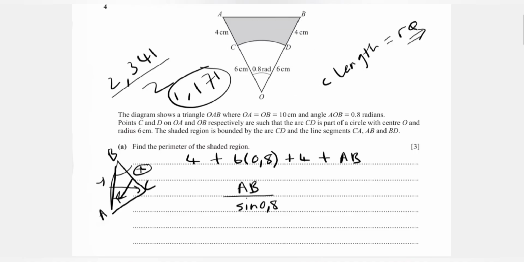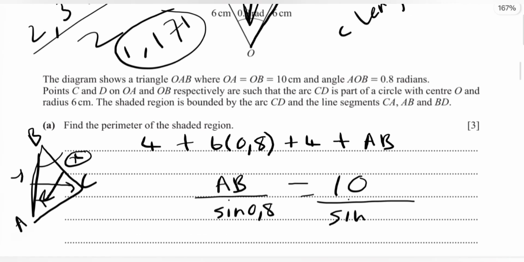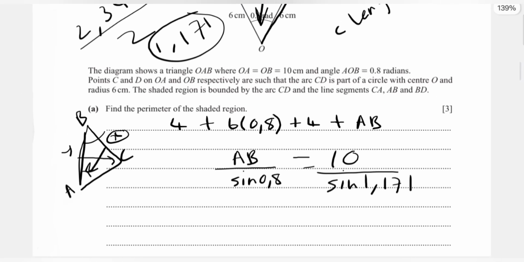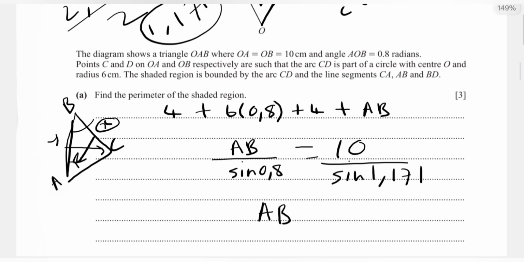So saying AB over sine 0.8 should be equal to 10 over sine 1.171, right? Now multiplying both sides by sine 0.8, we get our AB to be 10 over sine 1.171 times sine 0.8. That gives us 7.788 as our AB, right?